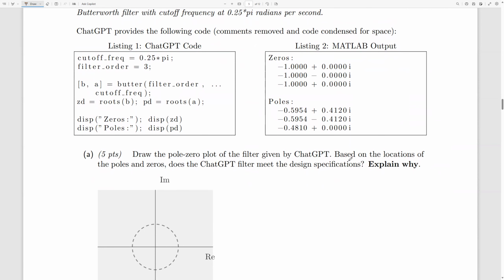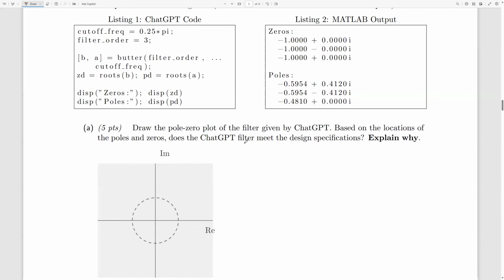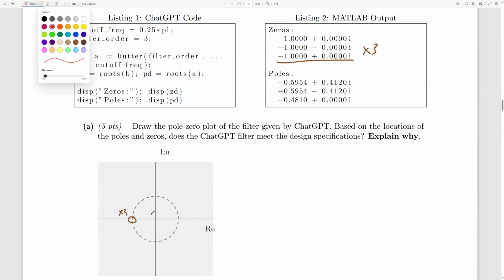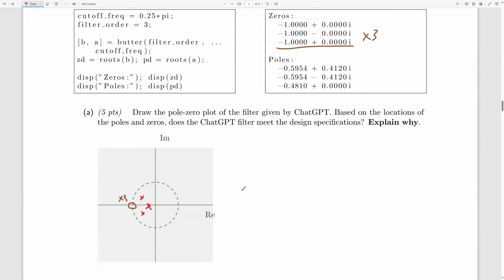Does ChatGPT meet the design specifications? Explain why. Okay, let's draw the pole zero plot first. It has three zeros at z equals negative one, so you have a zero here, and you're going to write times three because it has multiplicity three. Let's use a different color now. You're going to have a zero at negative 0.4810. Draw it anywhere estimated, close enough. And you'll have one a little bit further to the left with the imaginary component like this, and you're done.